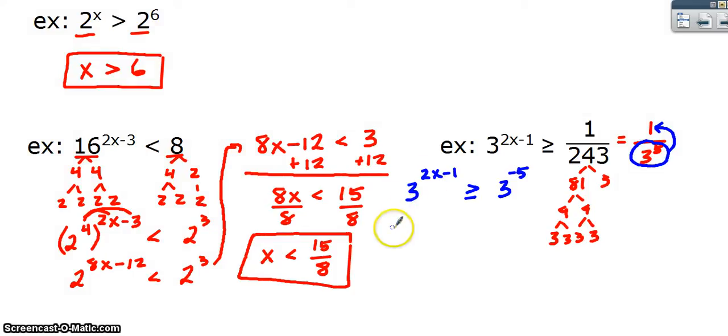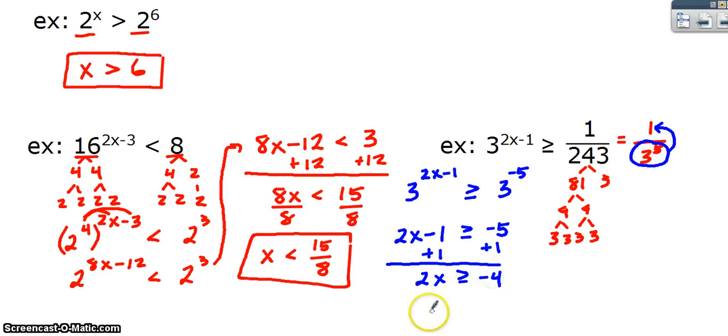So we have the same base, so that must mean 2x minus 1 is greater than or equal to negative 5. Let's add 1. 2x is greater than or equal to negative 4. So that must mean x is greater than or equal to negative 2.